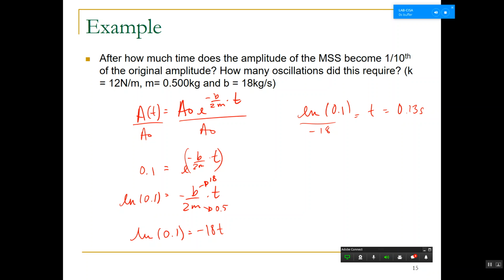So is this a really thick material or a relatively thin material? Pretty thick, right? It took just over 1/10 of a second for the amplitude to decrease 90%. That's pretty significantly fast, if you ask me. Now the other question is how many oscillations does this take? So now we can talk about angular frequency. We know that our angular frequency is equal to the square root of k over m minus b squared over 4m squared.